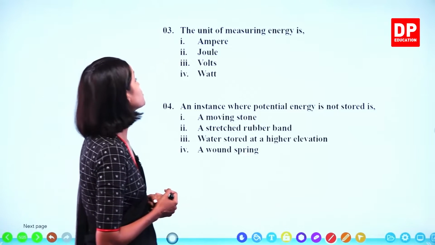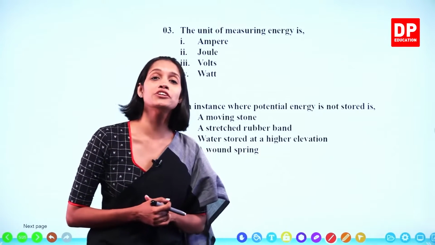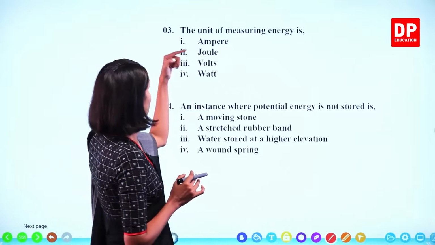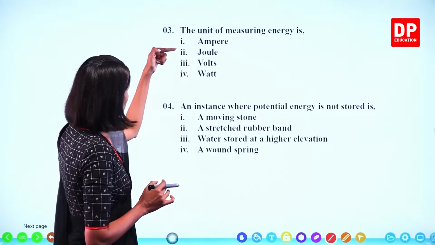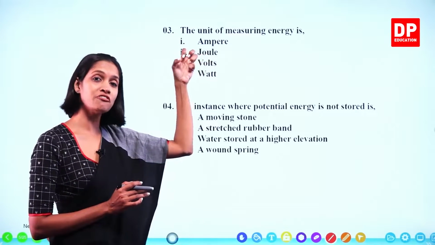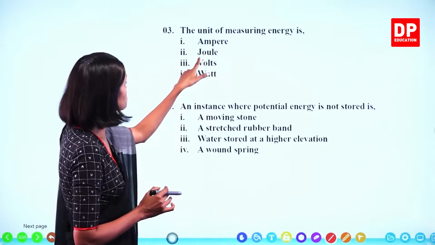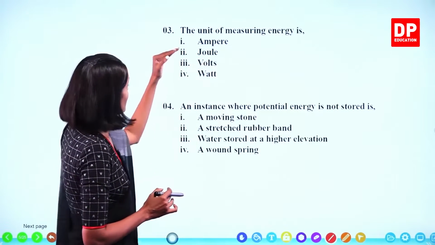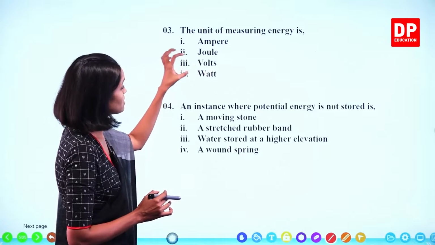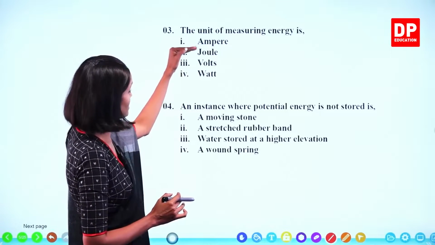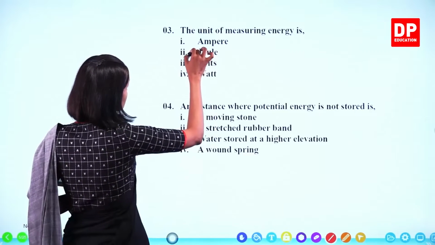Okay, number 3. The unit of measuring energy is. What is the unit of measuring energy, children? That is joule, right? So ampere, joule, volts, watt. Ampere is used to measure the amount of electric current. Volts is used to measure the voltage of a circuit. And watt is used to measure the amount of work or the efficiency of work done. And finally, joule is the answer.